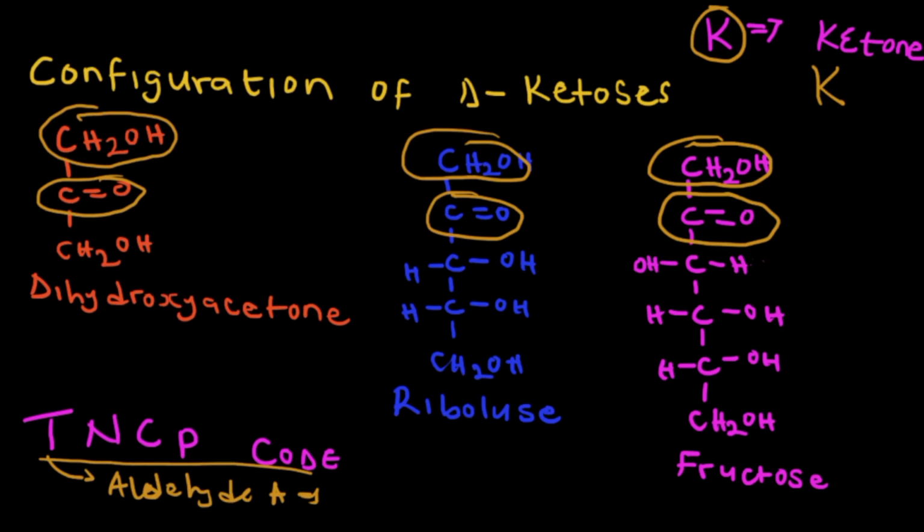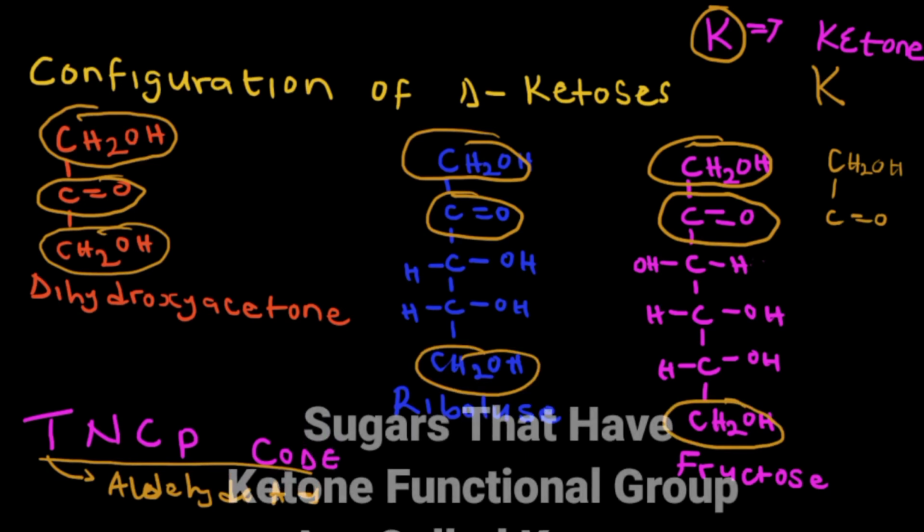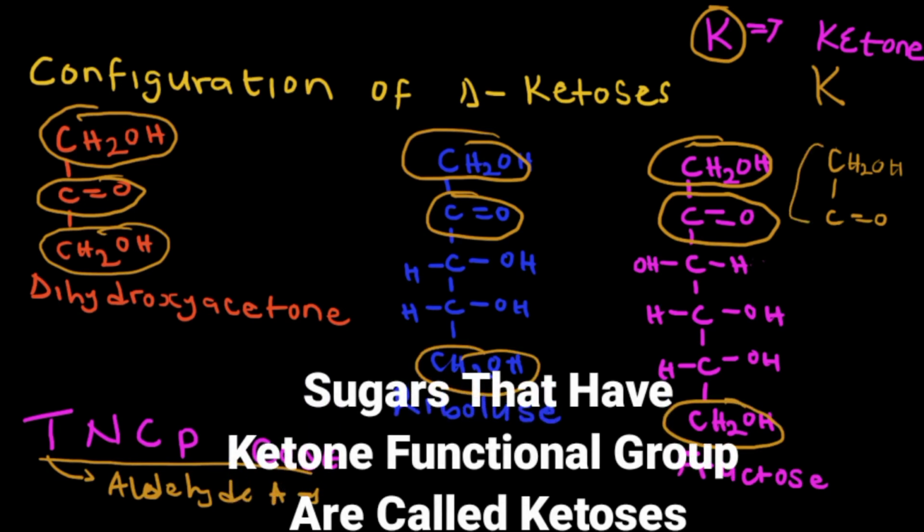So that means the first two carbons for ketoses are always CH2OH and a carbonyl carbon. Okay, so let's go to the last carbon. The last carbon is always CH2OH, a hydroxymethyl group. We already observed this in aldoses, so it's also the same for ketoses, right? So anytime I am writing the structure of a ketose, I know the first two carbons are something like this, and the last carbon is always something of this nature.